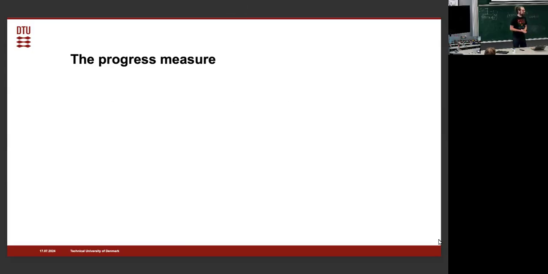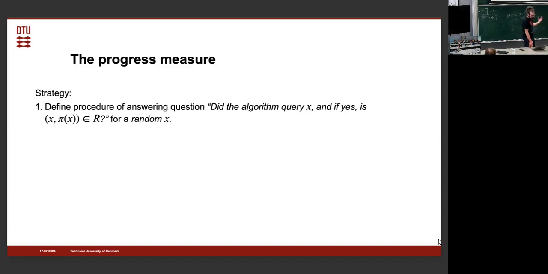So now instead we use a different progress measure, because this projector that tests whether there exists an input-output pair that fulfills the relation is exactly the progress measure that facilitates query lower bounds for the random function superposition oracle. So now instead of using this existential projector, we define this particular procedure that answers the question: did the algorithm query x, and if yes, was x and pi of x in the relation, for a uniformly random input x.